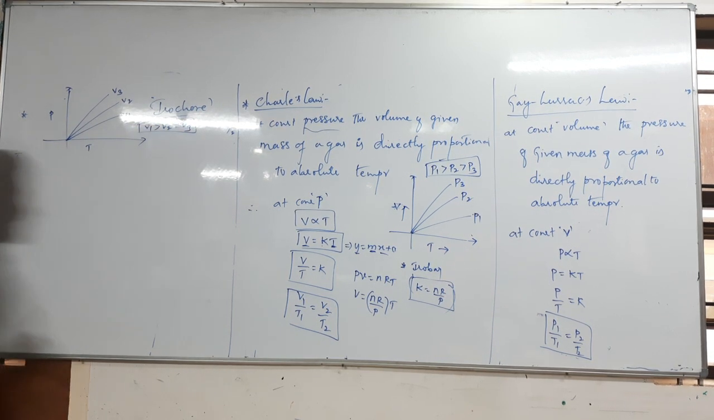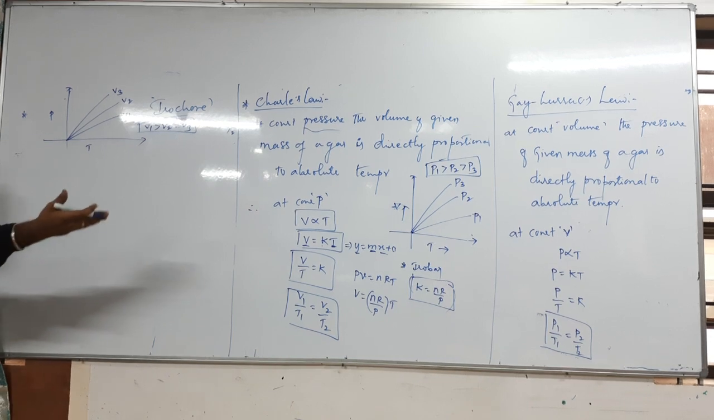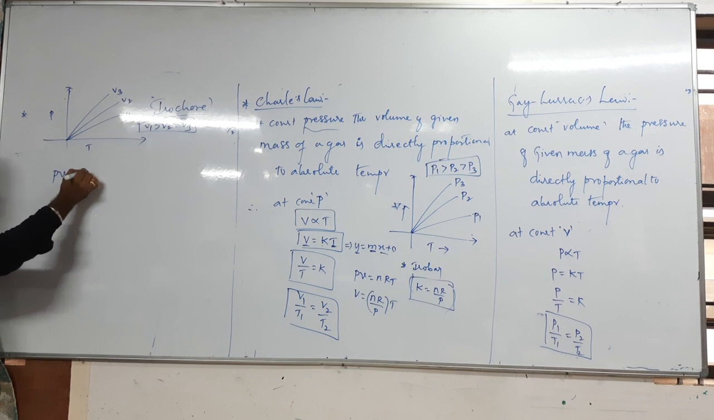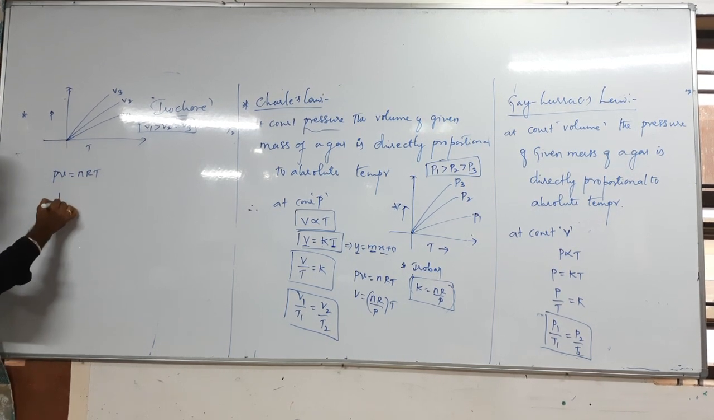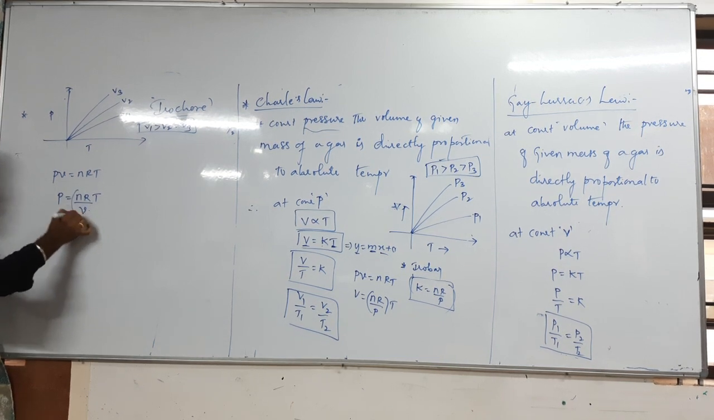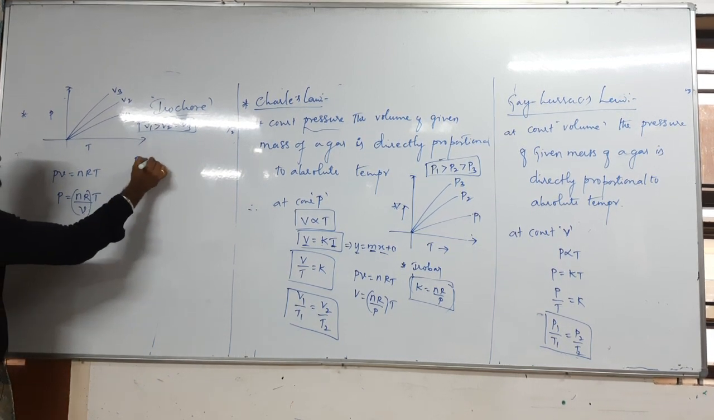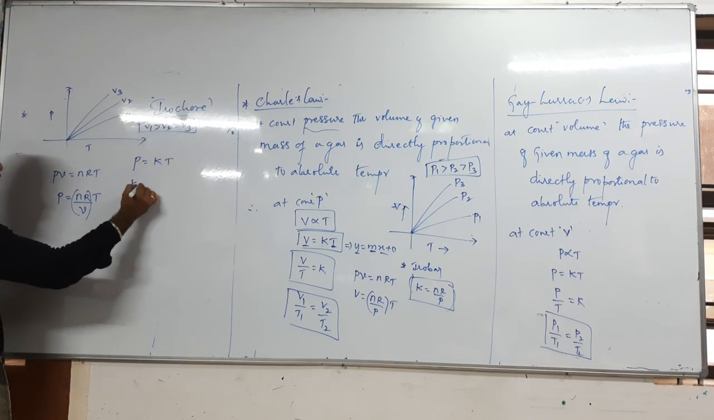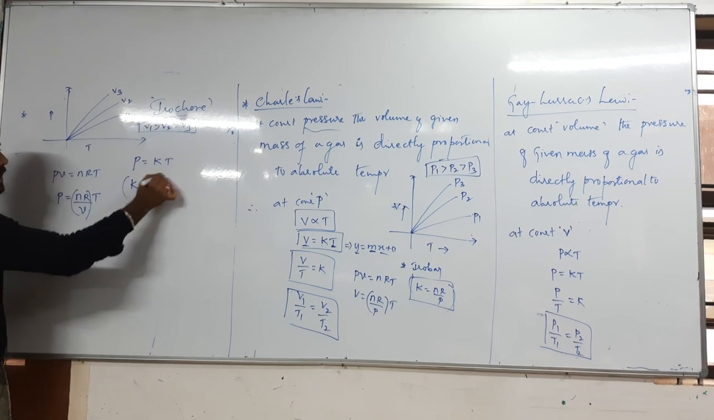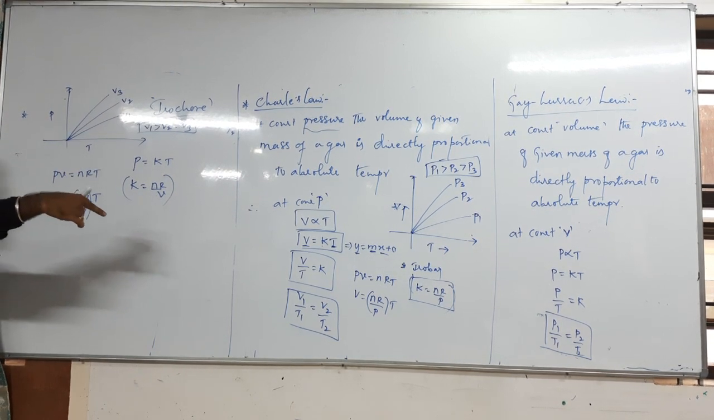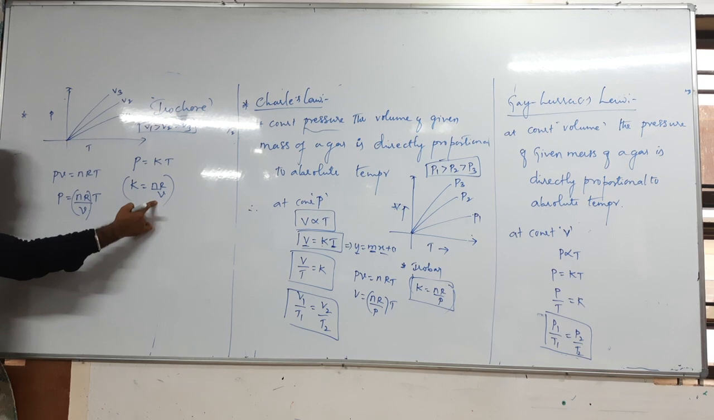Again, the same equation can be done here. PV equals nRT, so P equals nR by V into T, where P equals K into T, and K stands for nR by V. In this case, at V3 the slope has increased, whereas the volume has decreased, since the slope is inversely proportional to volume.